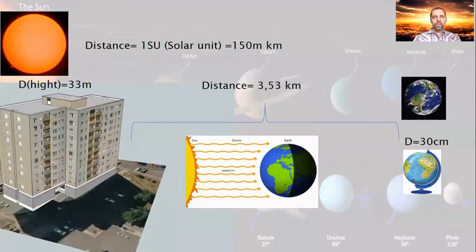On this slide, you can see the proportion of the sun and the earth. If we assume that the earth is a normal sized globus, here on the right side, what actually everybody knows from the geography lessons, the sun is a 10-story building with 33 meters height in the distance of 3.5 kilometers away.